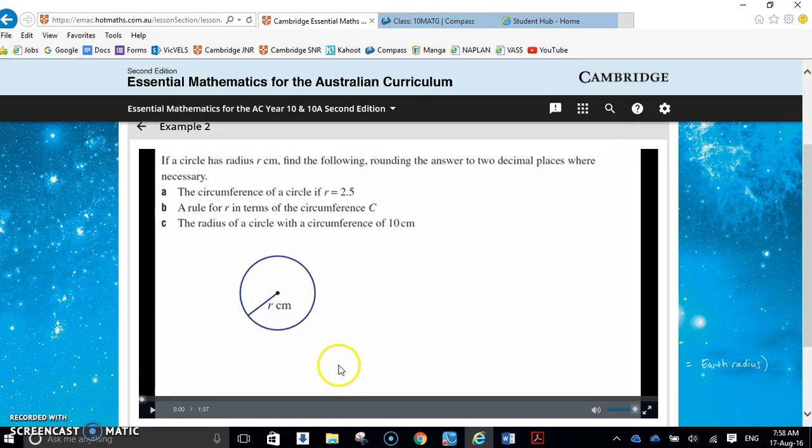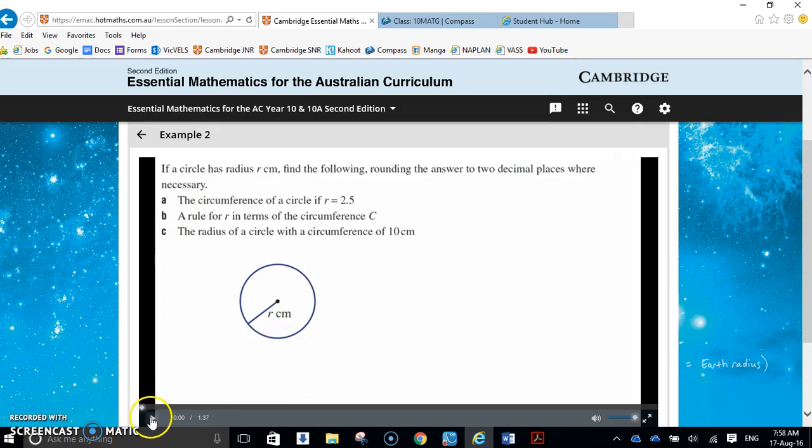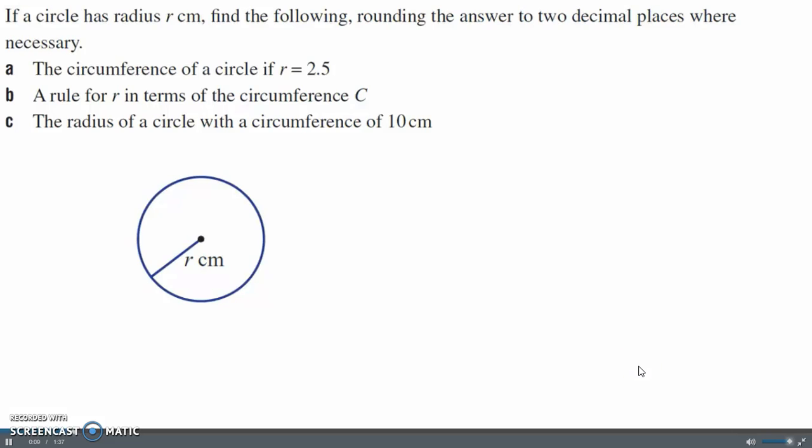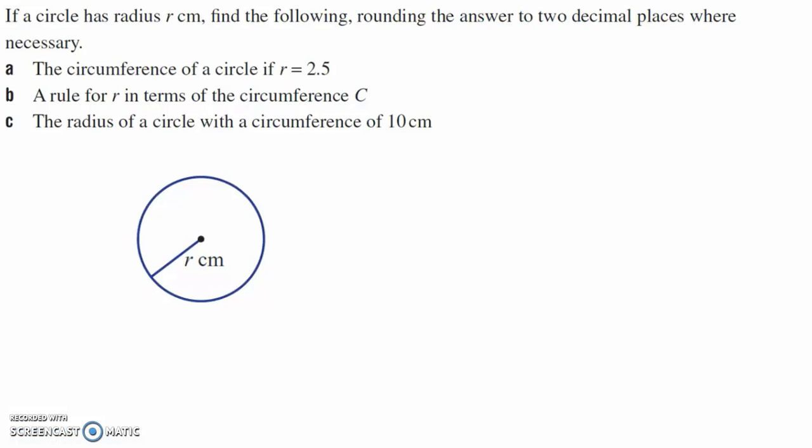Let's now look at an example of how to find the area of a circle. In this example, we're going to use the formula for the circumference of a circle. If a circle has a radius of r centimetres, we're going to find the following and round the answer to 2 decimal places where necessary. So to begin, let's find the circumference of a circle if r is equal to 2.5.